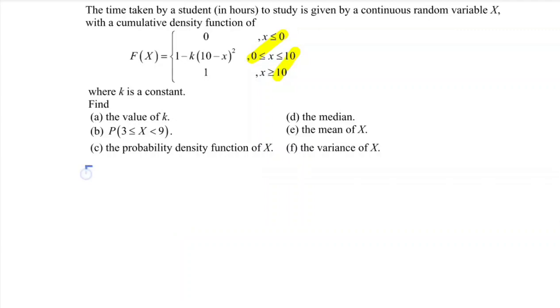Here we have F(0), which equals 0. Or we can substitute into the second function, 1 minus k(10 minus 0). So 10 minus 0 is 10, then we have the square, so it becomes 100k equals 1. Rewrite the situation: 100k equals 1, so k equals 1 over 100. So rewrite the function.